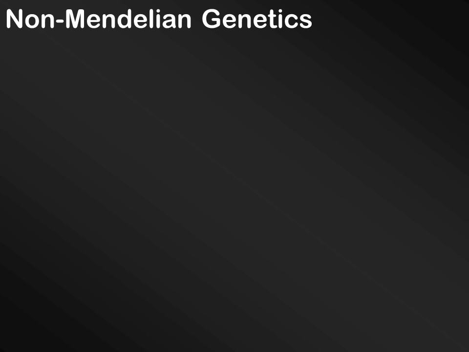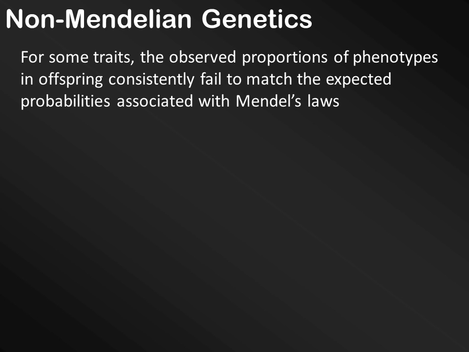Non-Mendelian genetics refers to traits that are not controlled by one gene at one locus or by a simple dominant versus recessive system. For these traits, the expected patterns in the offspring are not observed. In fact, the patterns that are observed can't be explained by the simple predictions of Mendel's laws.